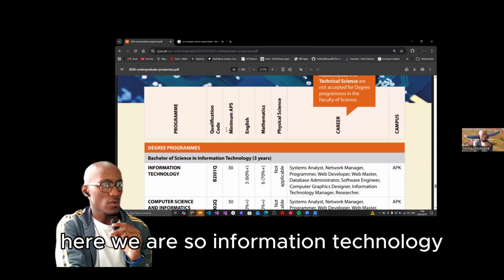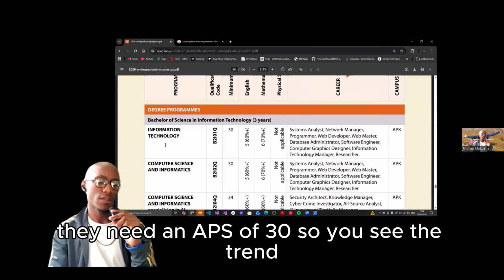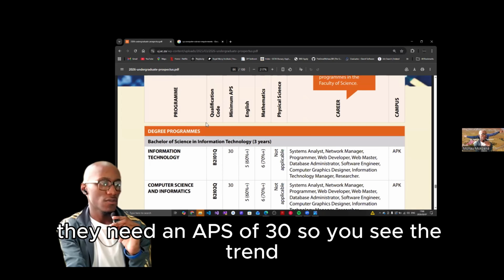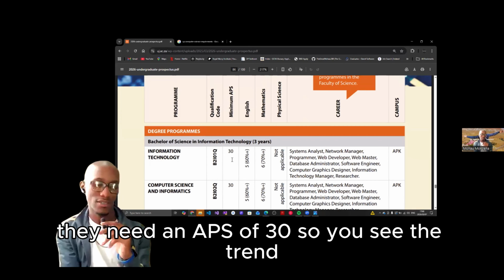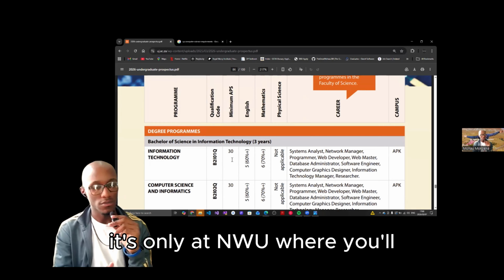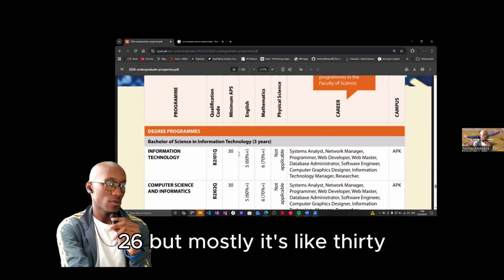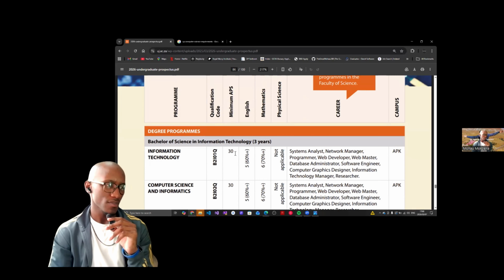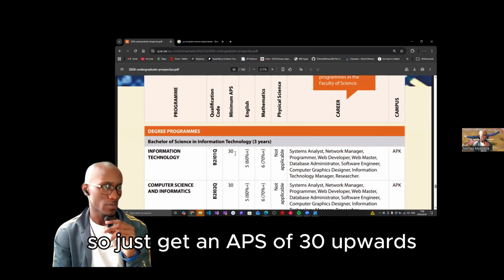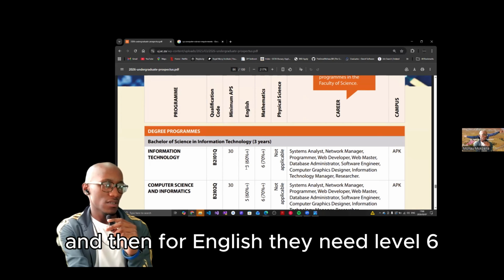Here we are. So information technology, they need an APS of 30. So you see the trend. It's only at NWU where you'll get like 24, 26, where they need a minimum APS of like 24, 26, but mostly it's like 30. So just get an APS of 30 upwards. And then for English, they need level 6.